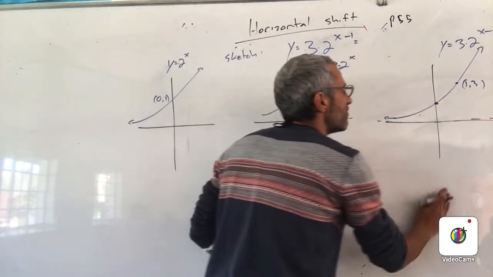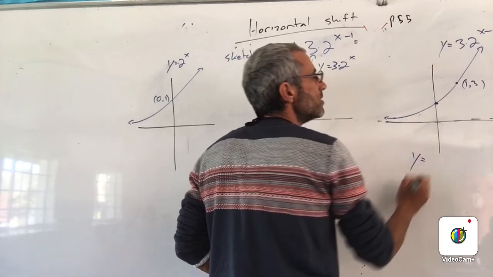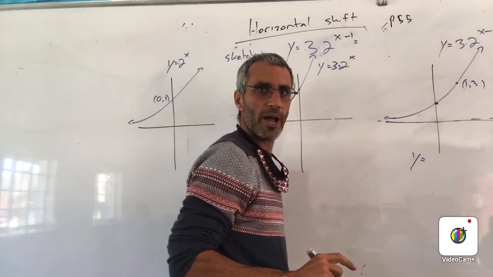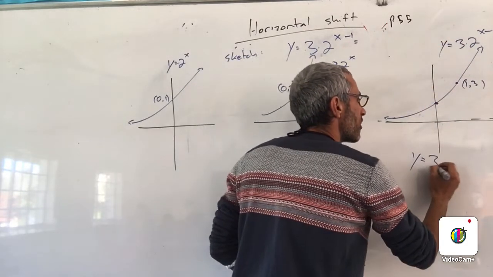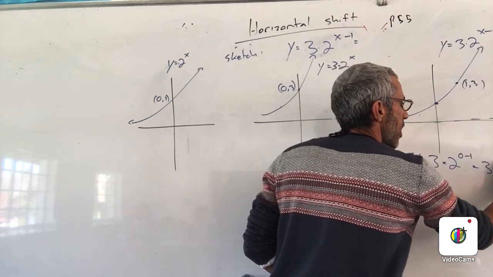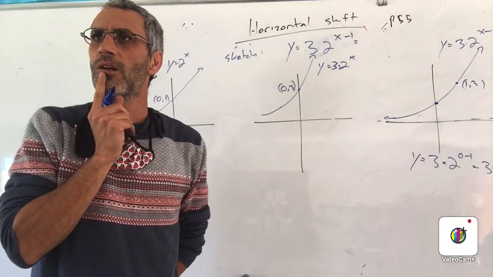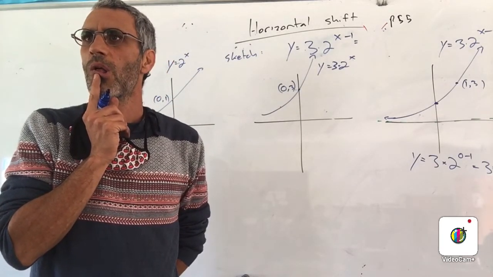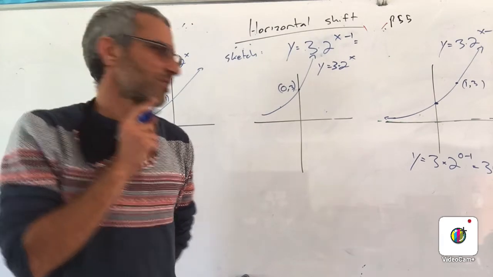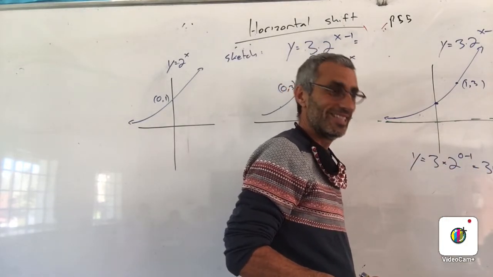Y-intercepts are easy to find. How do I find the y-intercept? I put x equals 0, right? So it's going to be 3 times 2 to the power 0 minus 1, which is 3 times 2 to the power minus 1. How much is that? Without calculating, can you figure it out?